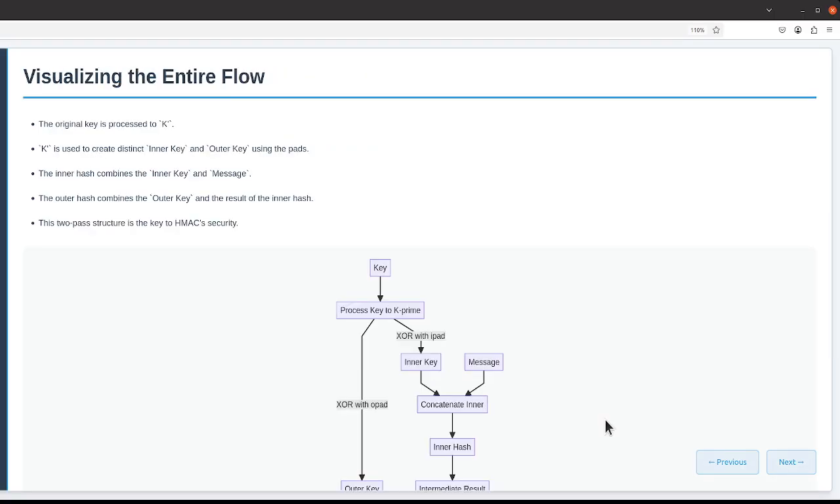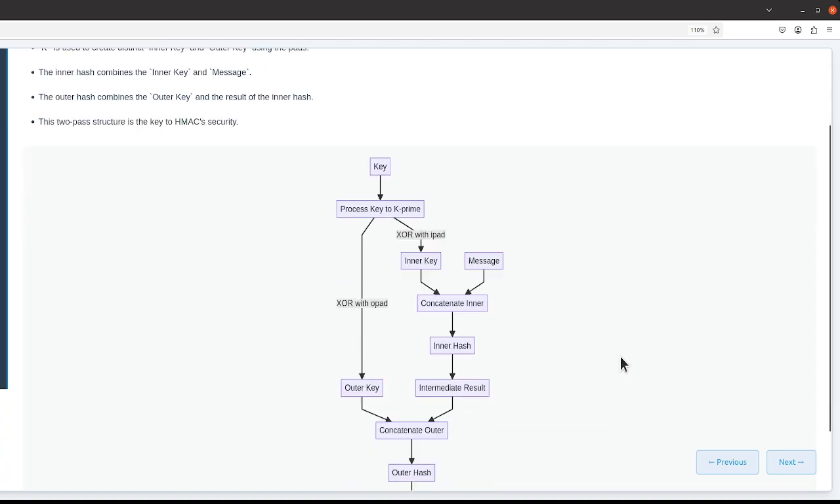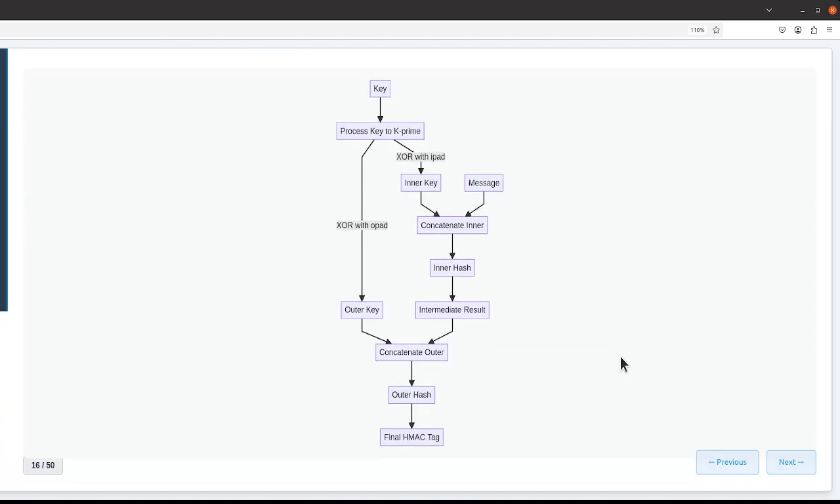Visualizing the entire flow. This diagram puts all 5 steps together into a single data flow. At the top, we start with our original key and message. The key is processed to become K, which is then XORed with IPAD and OPAD to create the inner and outer keys. The inner key is combined with the message and hashed, producing the intermediate hash. This intermediate hash is then combined with the outer key and hashed a second time. The output of this final hash is the HMAC tag. This visual representation clearly shows the nested, two-pass structure that gives HMAC its strength.